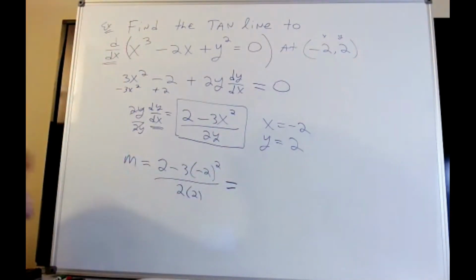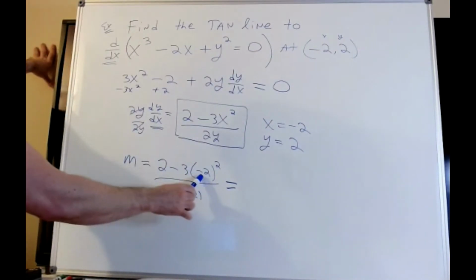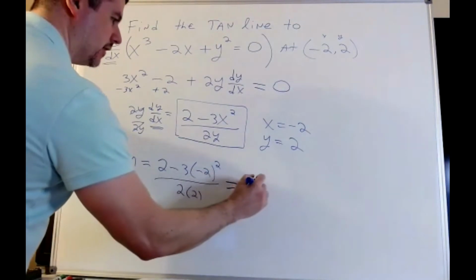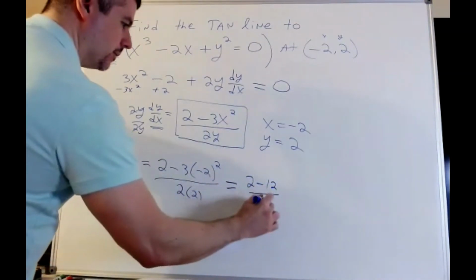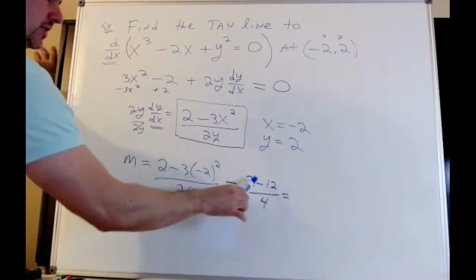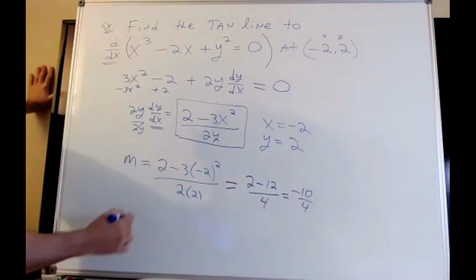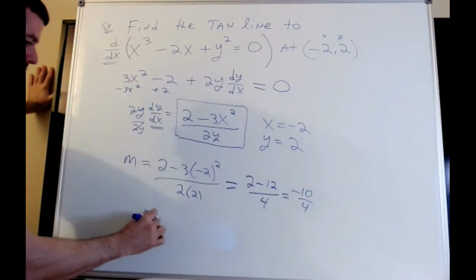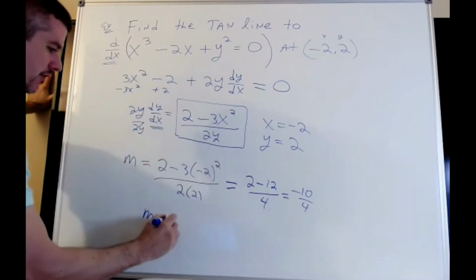It's bothering me. Negative 2 squared is 4, and then I'm going to hit that with negative 3, so that gives me negative 12. You have to skip a little bit of steps here. 2 times 2 is 4. 2 take away 12 is negative 10. Now I'm going to reduce that, and I'm going to have to erase a little bit because I'm not going to be able to fit all this. So the slope is negative 5 over 2.